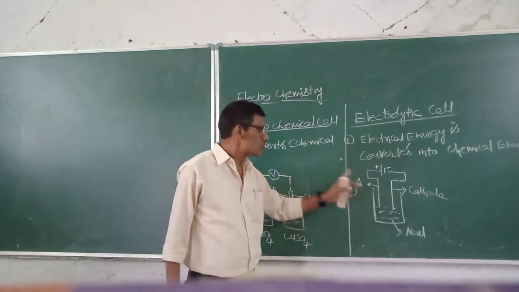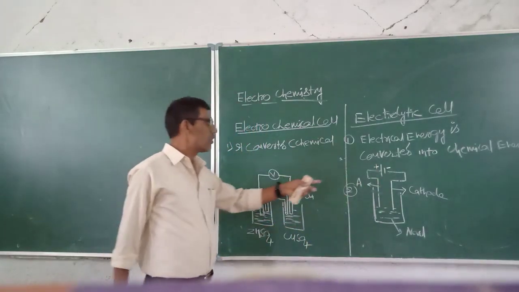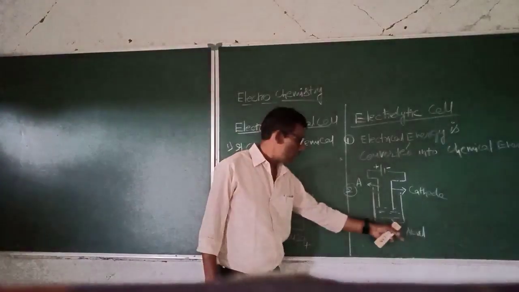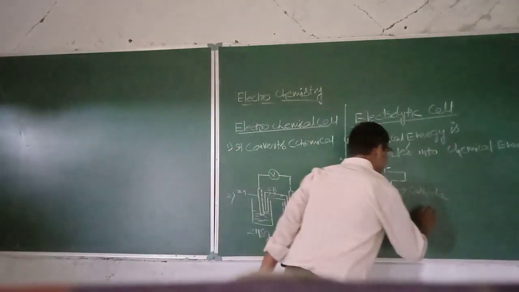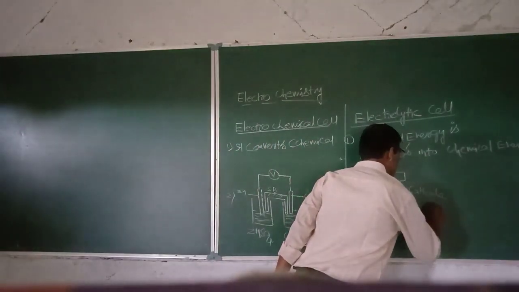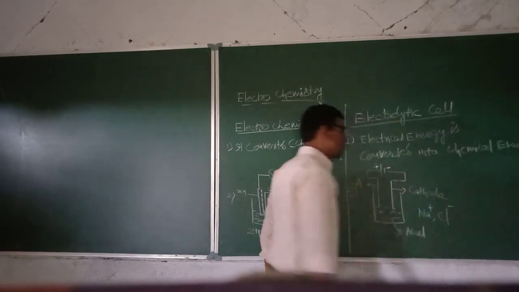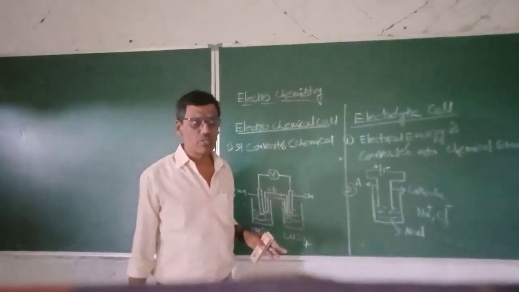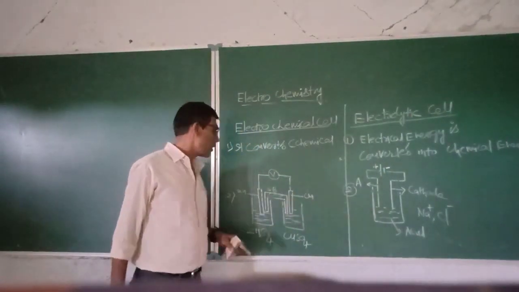Now, this is the setting up of the electrolytic cell. When you send electricity into this solution, sodium chloride dissociates into Na plus ions and Cl minus ions. So that is what is happening.